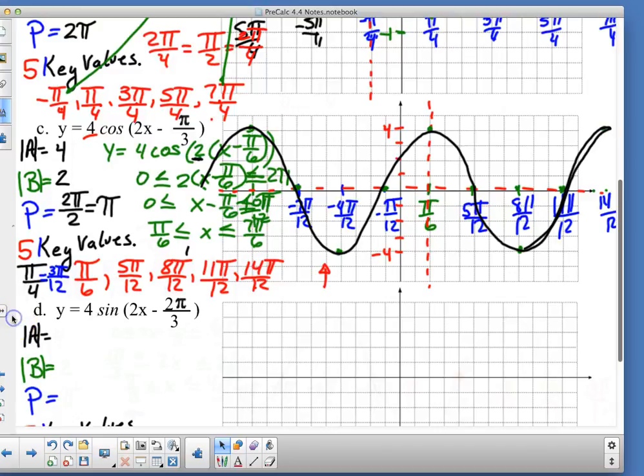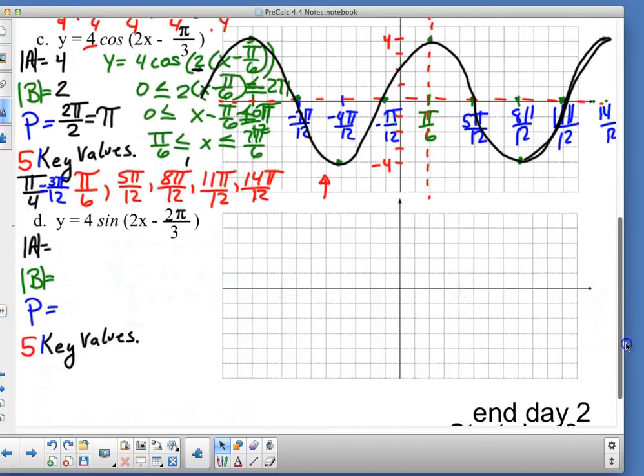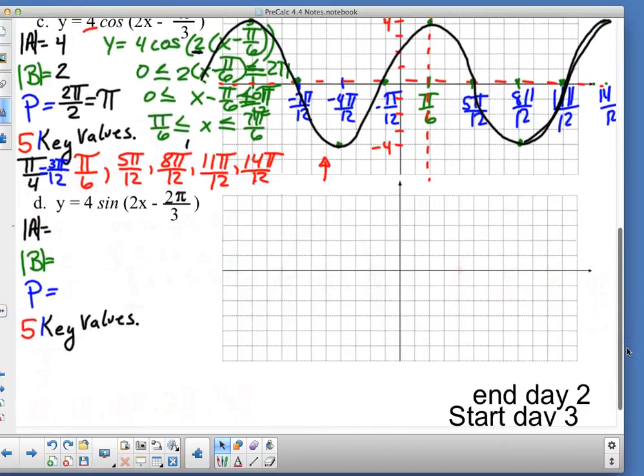Okay, my next one, again, it looks pretty darn ugly. It looks like it's going to be another 12er as we go through. And I've got my amplitude is 4.